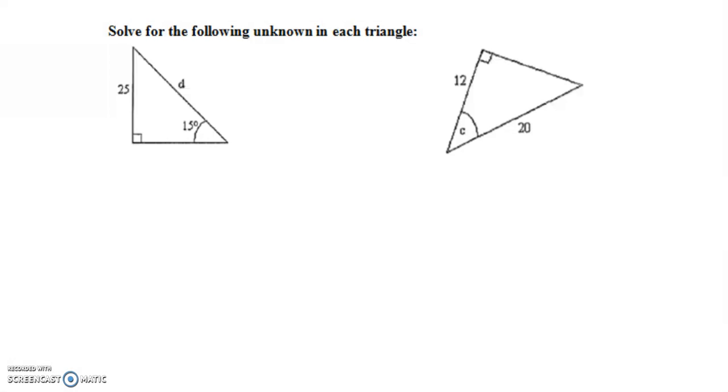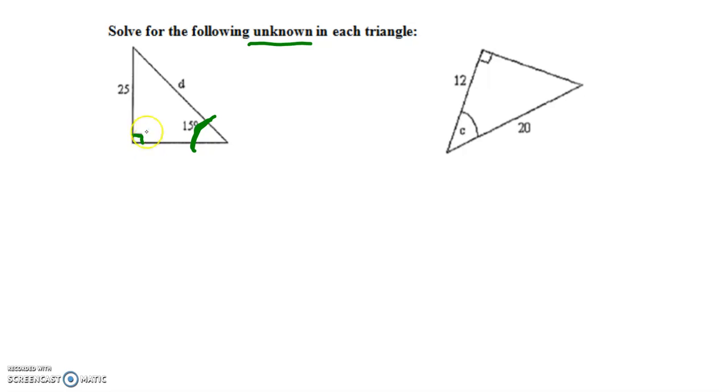The next examples ask you to solve for the following unknown, and these have to do with sine, cosine, and tangent as well, especially since I see a little right triangle. And what's nice about trig is it helps you find unknown sides and angles. So what I would do is, in this first triangle, I would mark 15 degrees as a basis because that's the angle that you know.